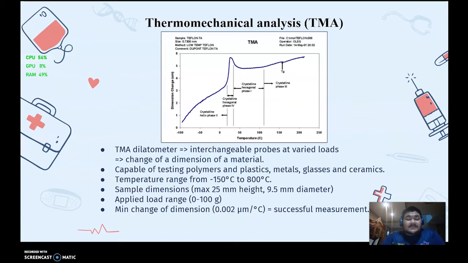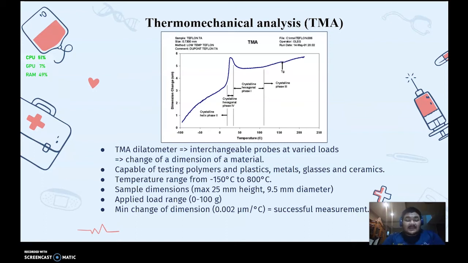Now the temperature of the test ranges from -150 to 800 degrees Celsius, and the sample dimensions have a maximum of 25 mm height and 9.5 mm diameter, and the minimal change of dimension is 0.002 micrometer per degree Celsius to be considered a successful measurement.